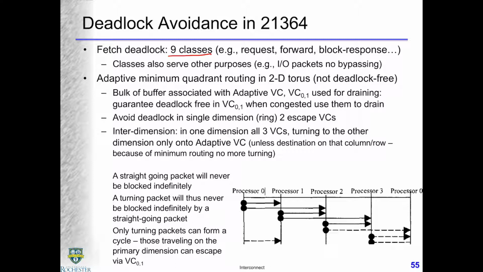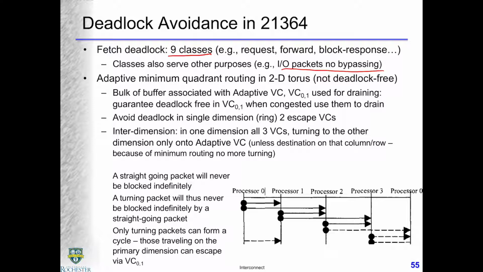Some of them are not for fetch deadlock per se. For instance, if you want an I/O packet, a read from a different node in I/O, then you have to use a separate class, because I/O packets are somehow ordered in a totally different way, and you have to guarantee that there's no bypassing. That's details that's kind of not relevant to the general discussion of the major principles of building routers.